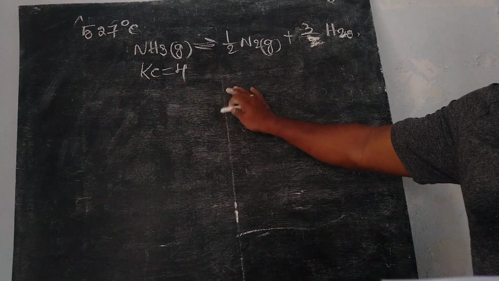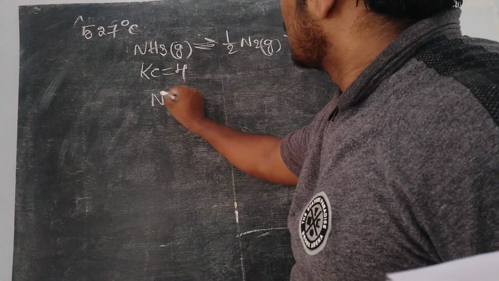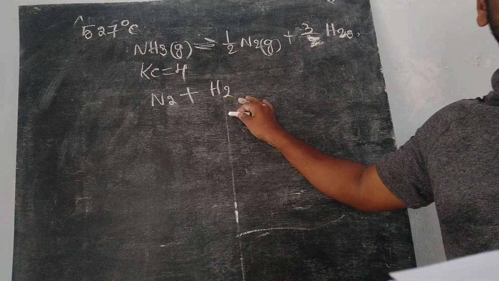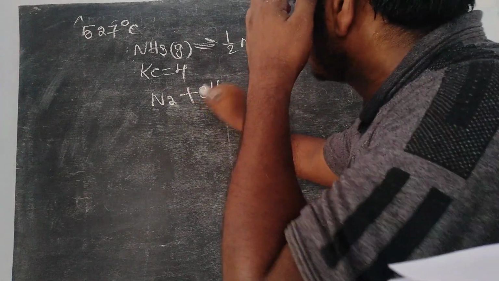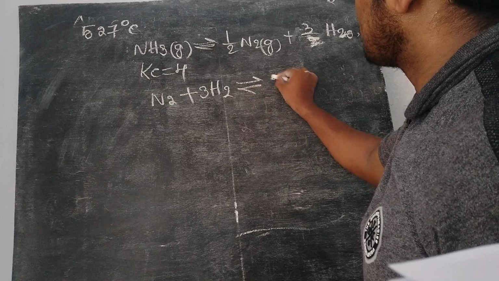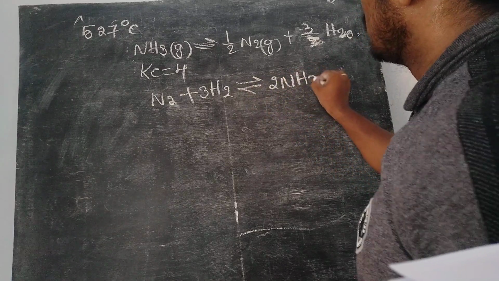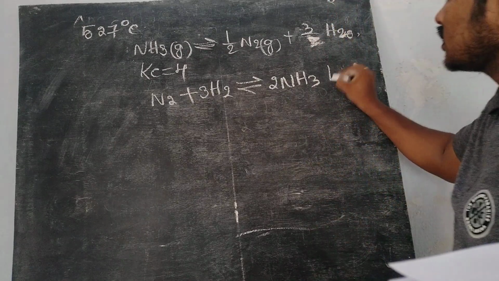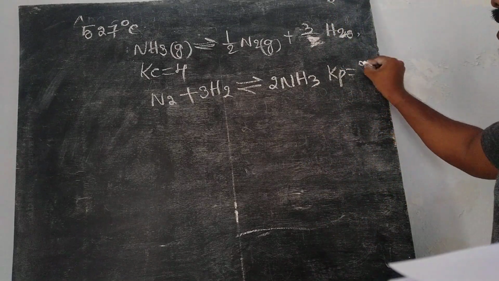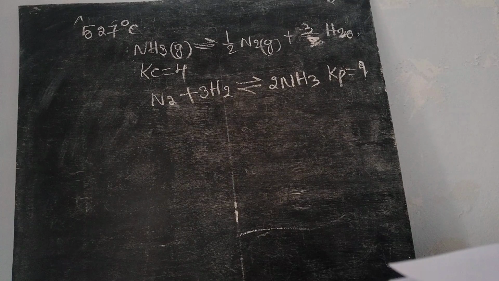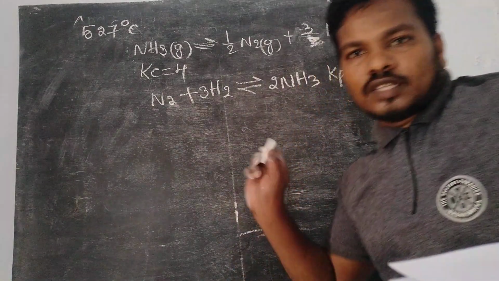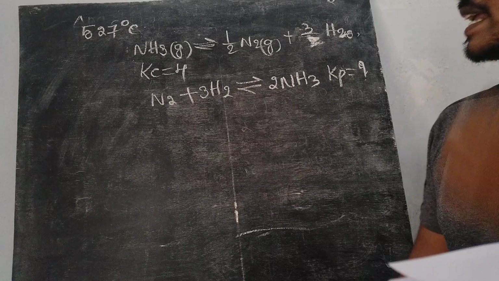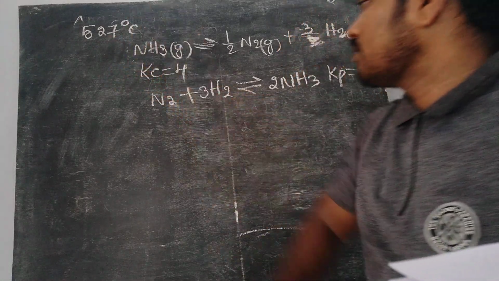Now they have given another equation, N2 plus 3H2 gives rise to 2NH3. If you observe, they are making it irreversible only. So for this reaction they are asking us to calculate Kp. How to calculate the Kp for the reaction at the temperature 527?